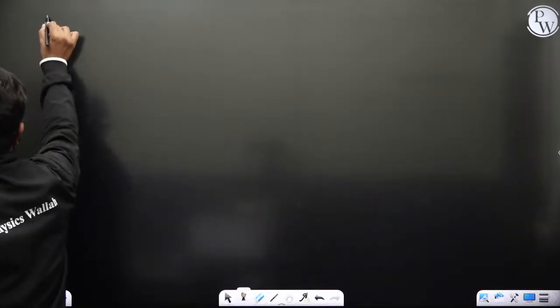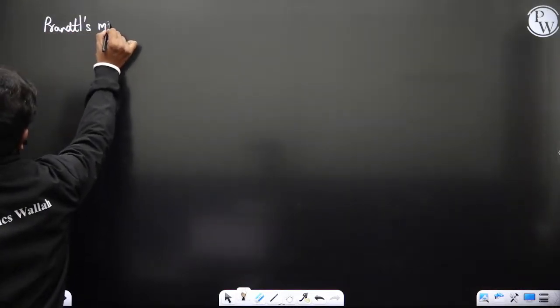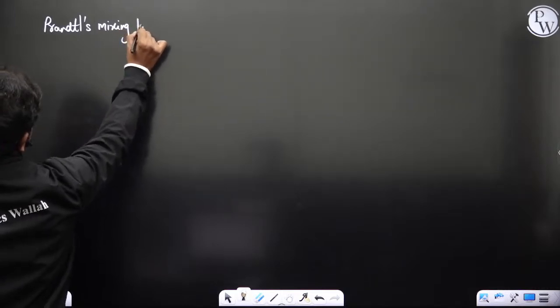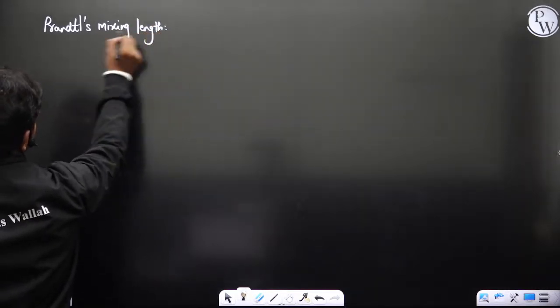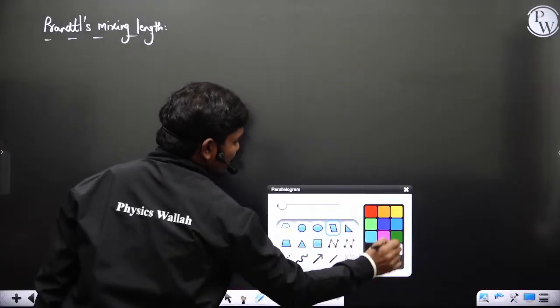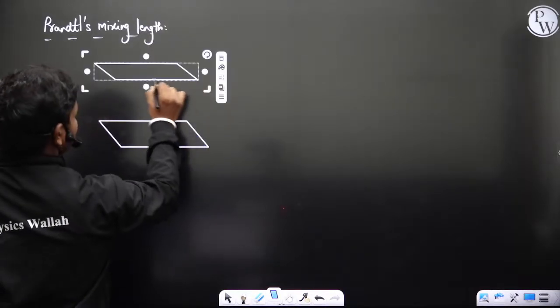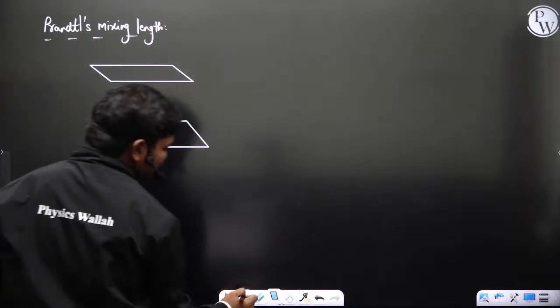Finally, after a bit of simplifying analysis, there is a concept called Prandtl's mixing length, L. So what is this Prandtl's mixing length? I'll just give you a brief. Let us say there are two adjacent layers of fluid, like this. So these are two adjacent layers.